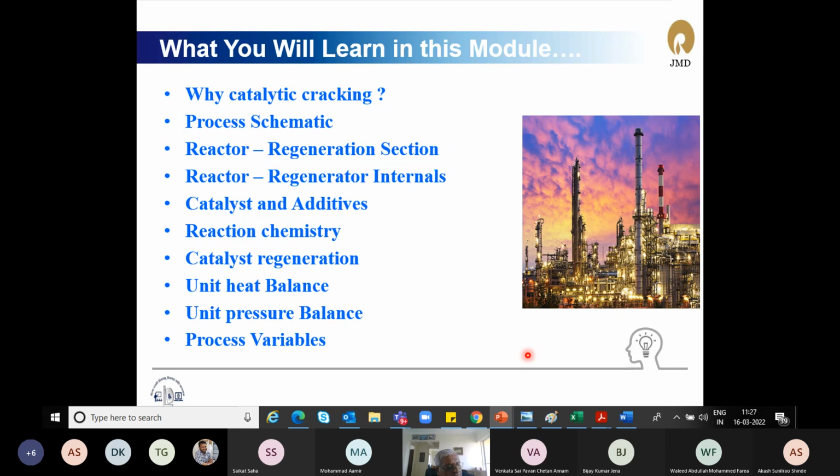Also, the catalyst that is used, the various additives that are used, and how we regenerate the catalyst. It's a very different technology as compared to what you have learned so far. Unit heat balance, pressure and process variables.